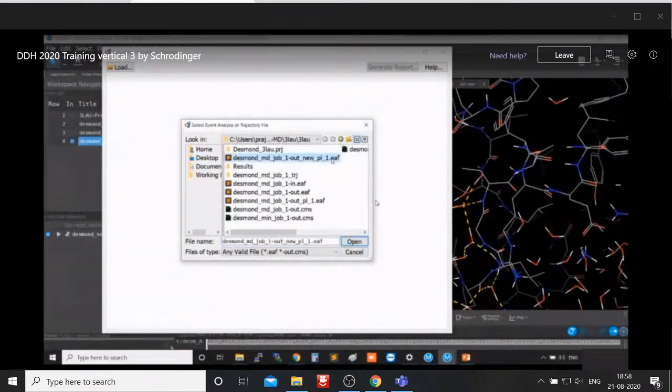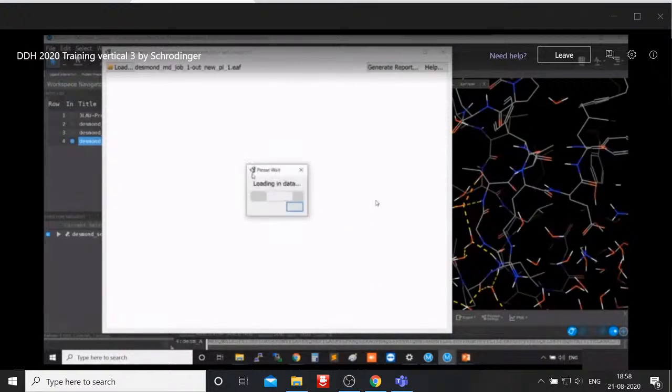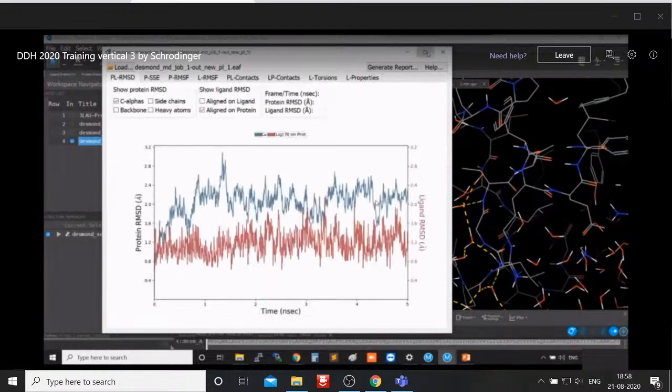So it also opens automatically once the job gets finished, but right now I am opening it through the file, and it just loads everything, whatever data was calculated for this simulation interaction diagram analysis. It will open here, and you will see how it looks. It is the same as what I presented in the presentation.